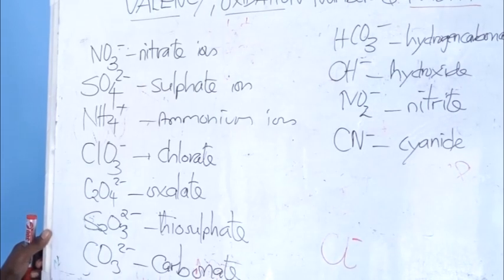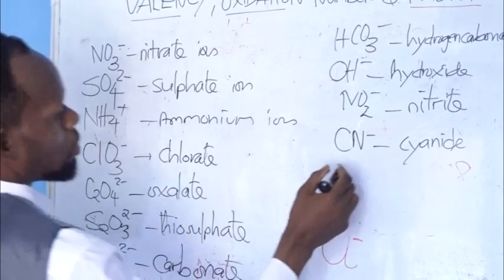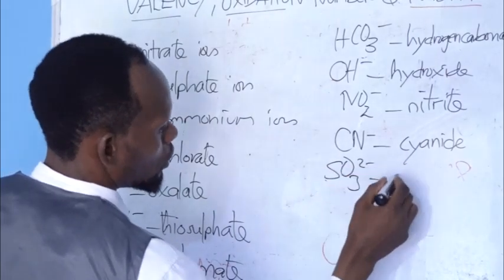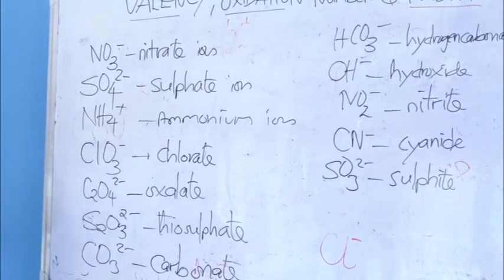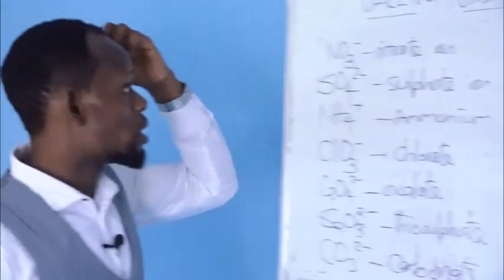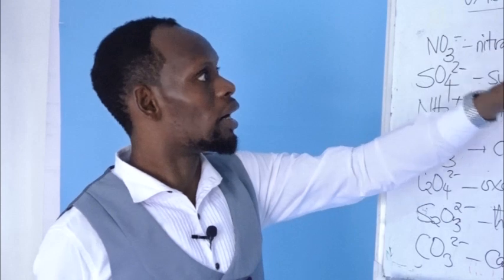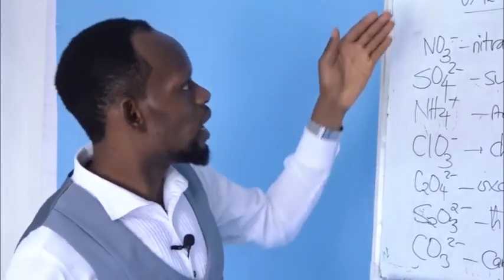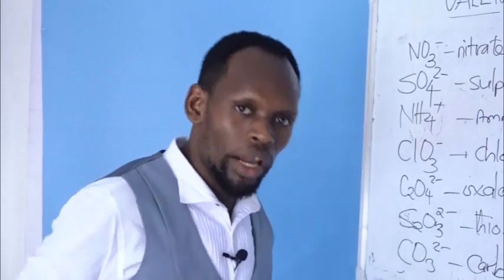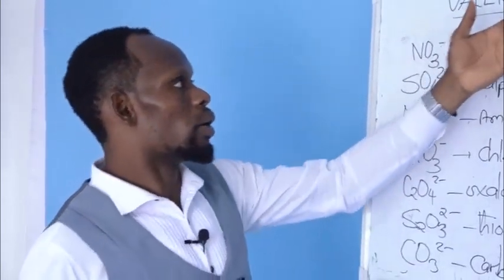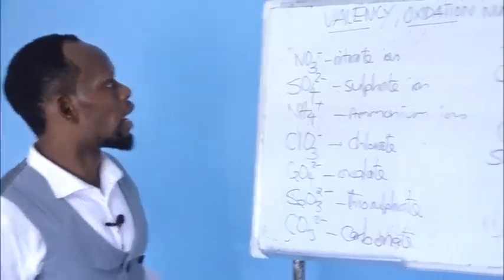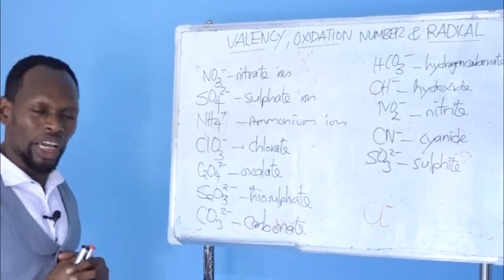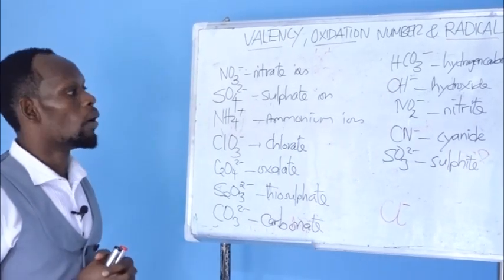We have so many groups. You may have this one, it's called sulfite, and the others, so many. So these are the radicals. So now you have to know how to differentiate between valency, oxidation number, and the radical. Valency should have no positive or negative, while oxidation number has positive or negative, and all radicals have negative charge except for the ammonium ion.